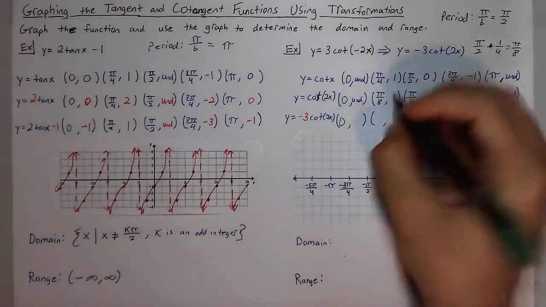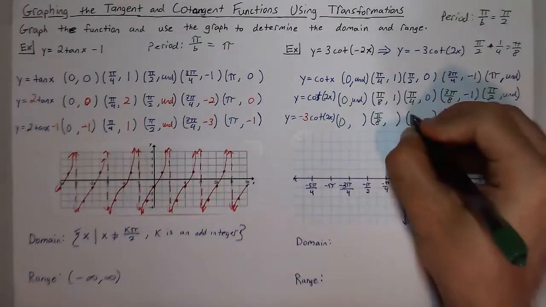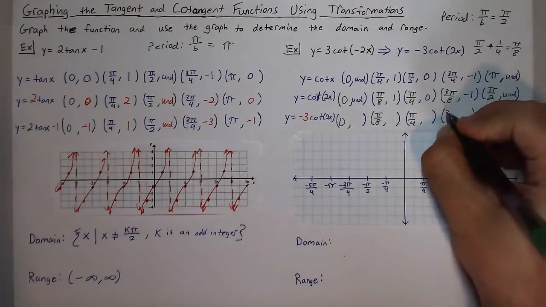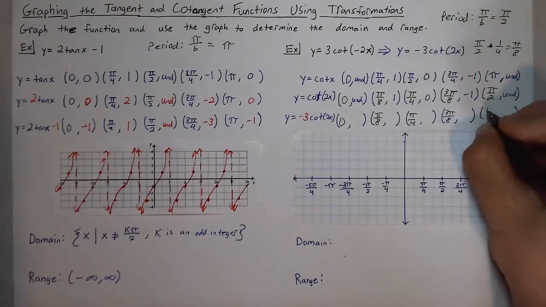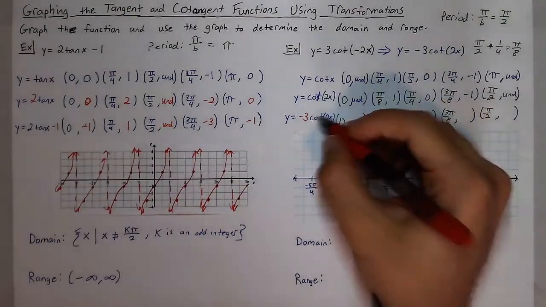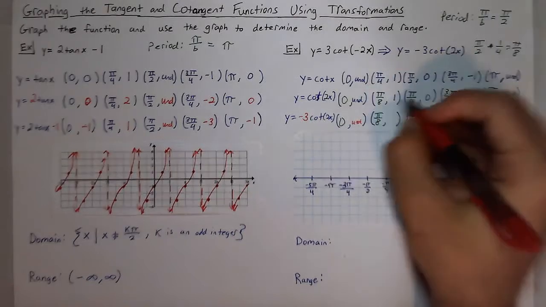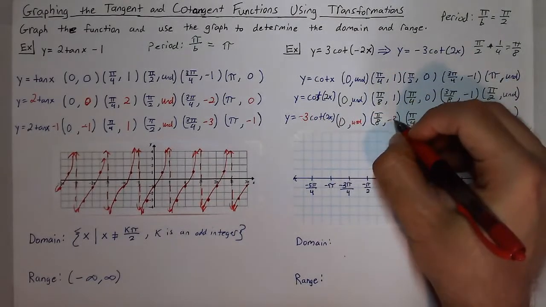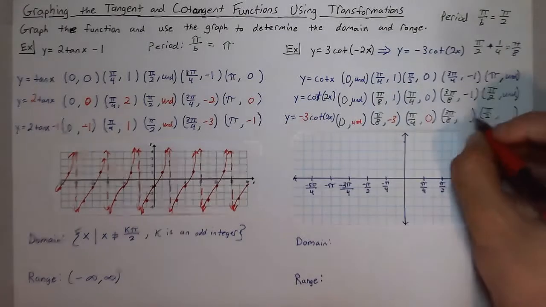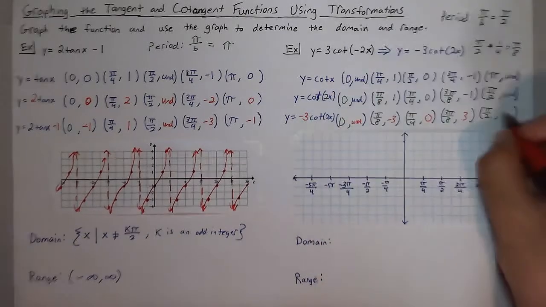So we know what's happening to our x values, but now we're going to figure out what's going to happen to these y values. So undefined times -3 still remains undefined. 1 times -3 is -3. 0 times -3 is 0. -1 times -3 is 3. And undefined times -3 is undefined.